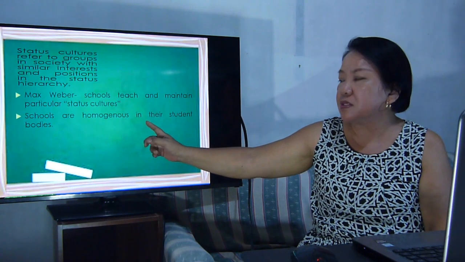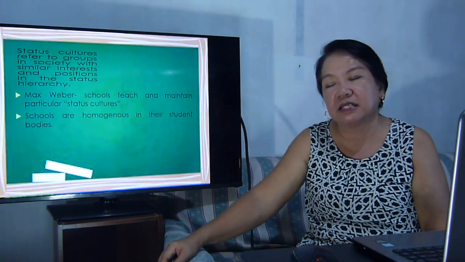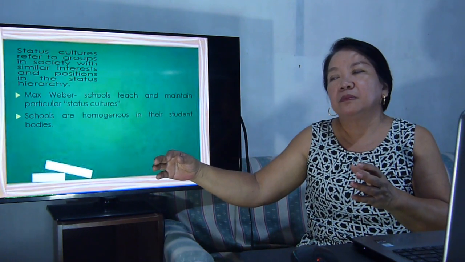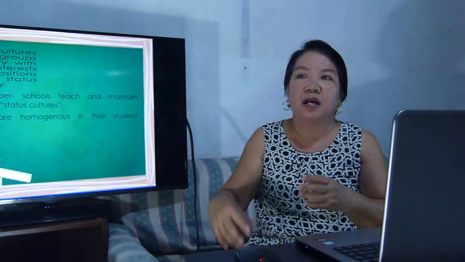So, according to Max Weber, schools teach and maintain particular status cultures. Correct. So, sabihin na natin, medical society, mga group of nurses, teachers, group of teachers, professional teachers, no? Okay? So, schools are homogeneous in their student bodies. Yes, of course. And then, education system trains individuals in specialties to fill needed positions or prepare cultivated individuals. So, sa isang college, kunwari, College of Engineering. So, because they want to prepare a group of engineers. Anong klaseng engineer? Civil engineer. Anong klaseng engineer? Agricultural engineer. O kaya chemical engineer, mechanical engineer, and so on.